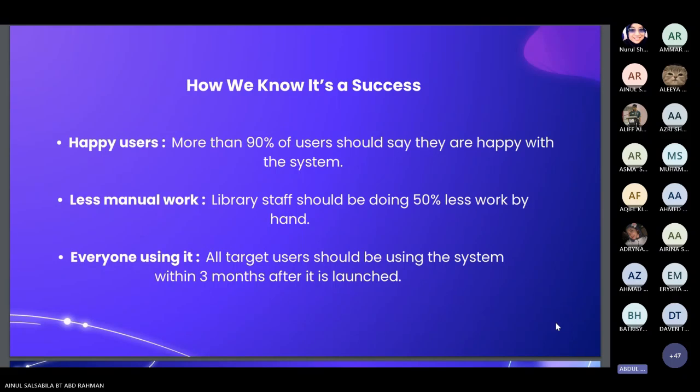How do we know it's a success? First, happy users. More than 90% of users should say they are happy with the system. Second, less manual work. Library staff should be doing 50% less work by hand. Third, everyone using it. All target users should be using the system within 3 months of its launch.